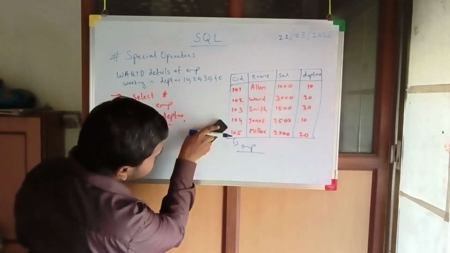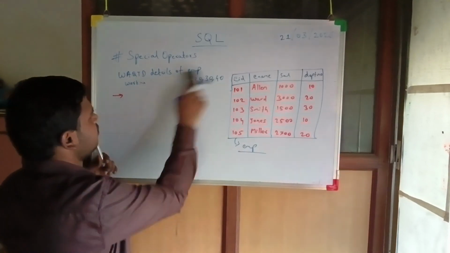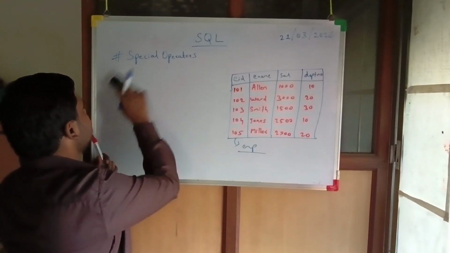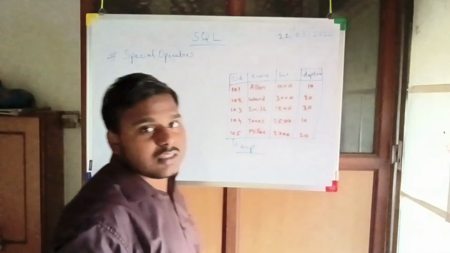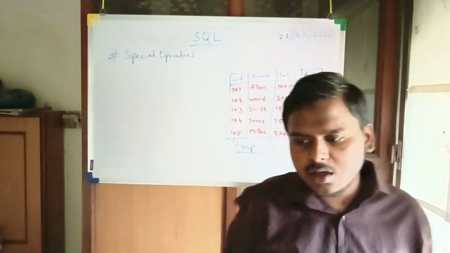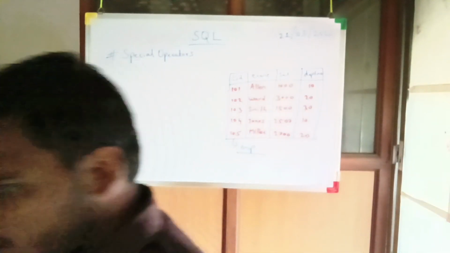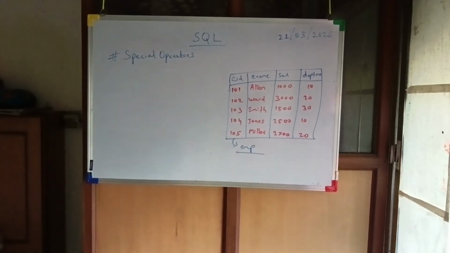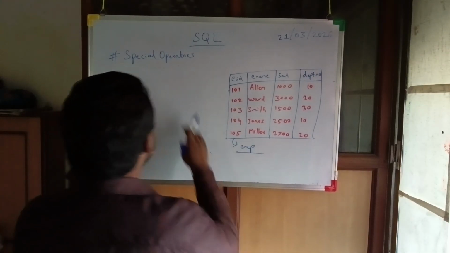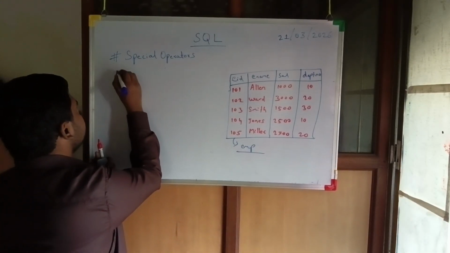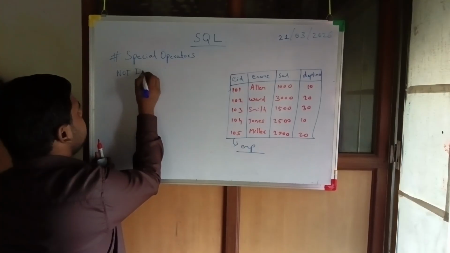So this is how the IN operator works. Now let's discuss another operator. Which operator? After IN comes NOT IN.